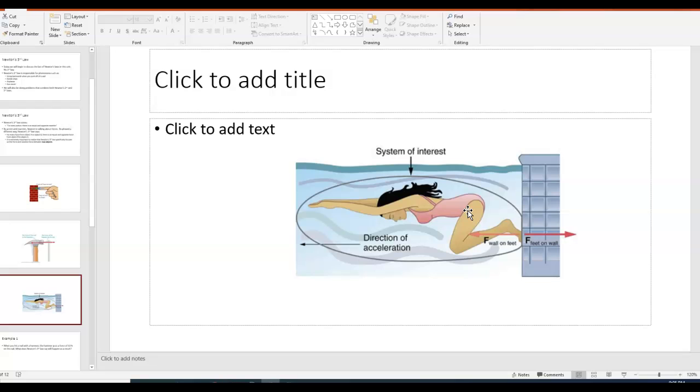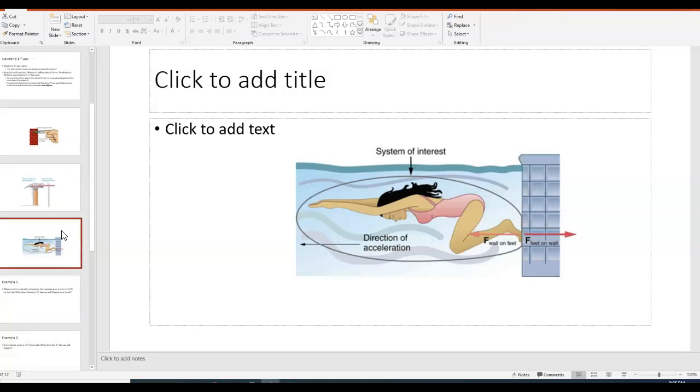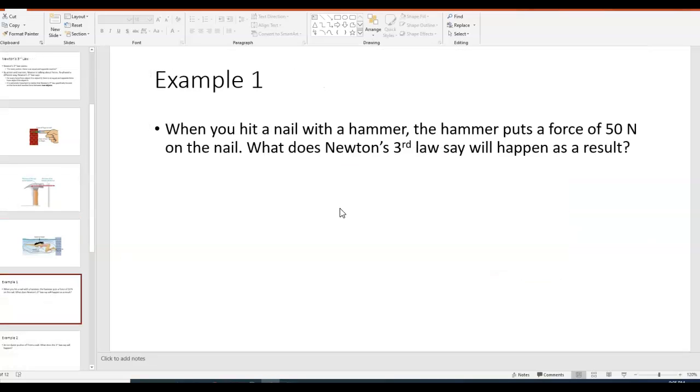Okay, because the force from the wall goes in the opposite direction, which pushes her to the left. So those are all situations involving Newton's third law. Again, this is mainly a concept law. You're not going to see a lot of calculations involving Newton's third law, but let's just do a few more examples.